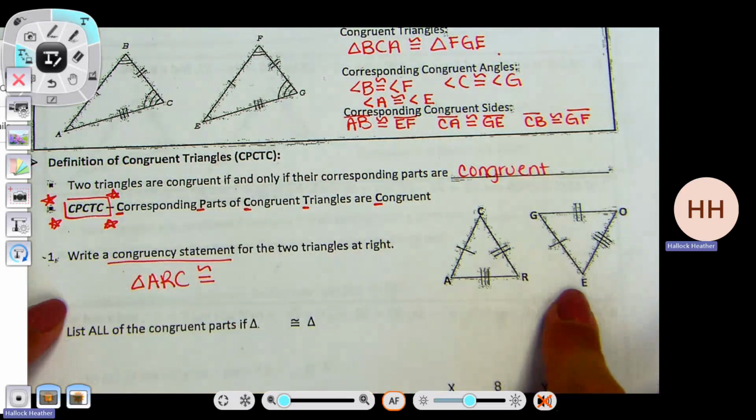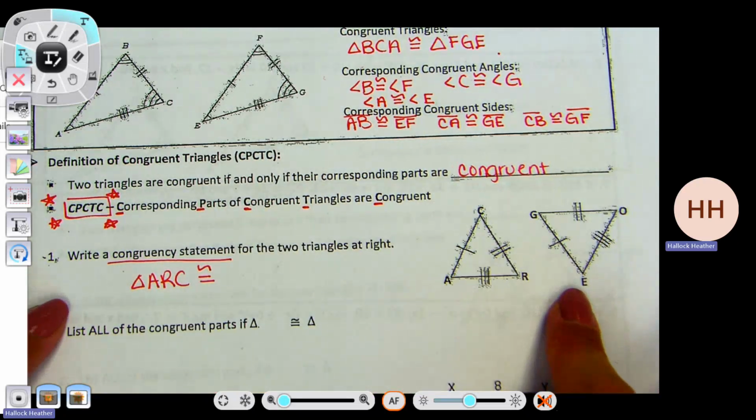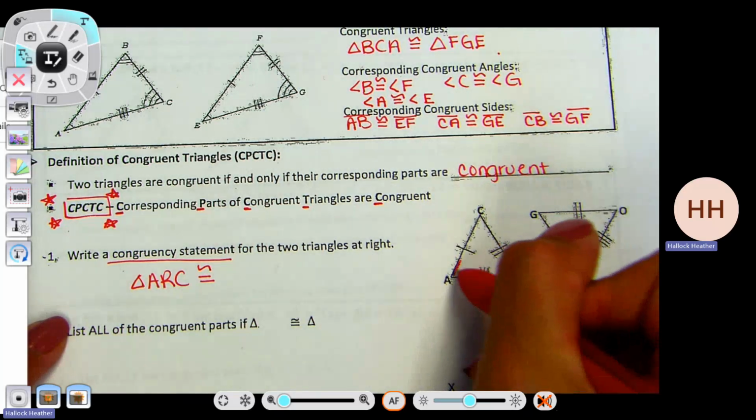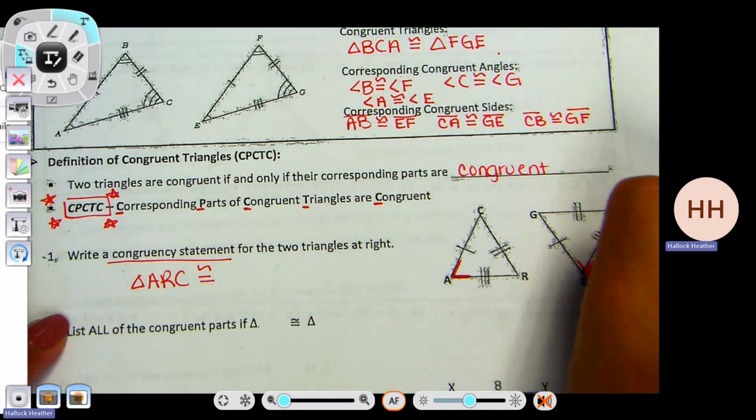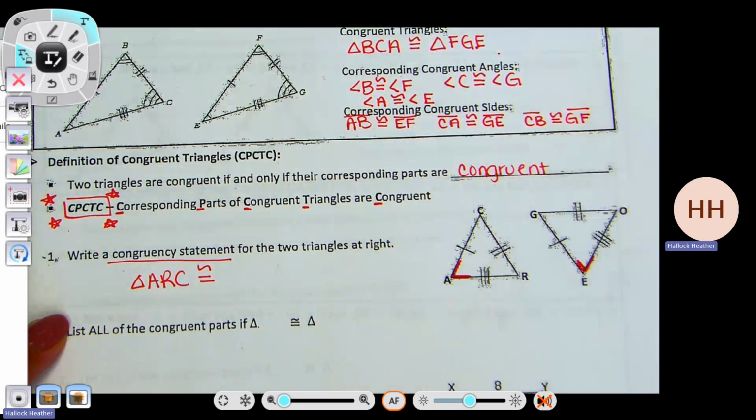So for these two triangles, if I want to write a congruency statement, like ARC is congruent to the other triangle, can anybody figure out what angle actually matches with angle A? It is not O. It is E. How do you know A and E are the ones that match? Because there's only one correct answer. How do you know?